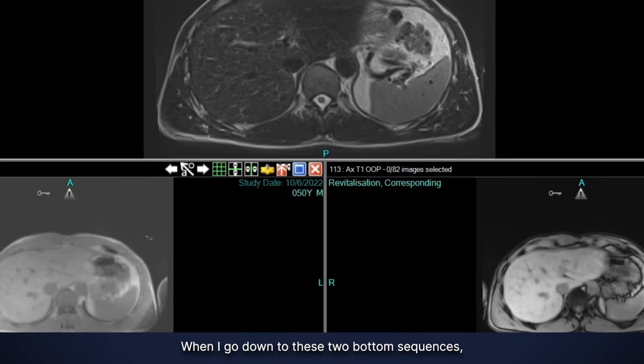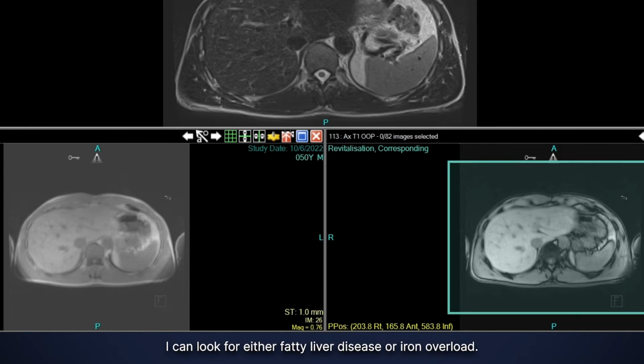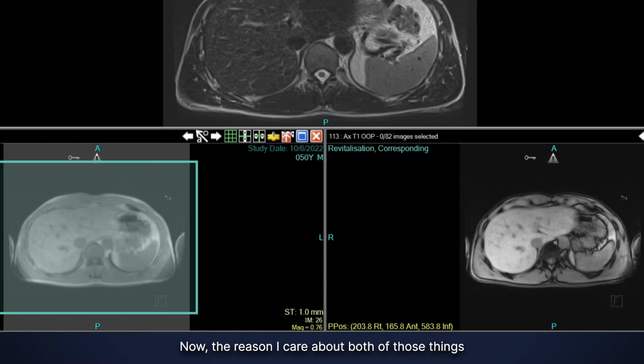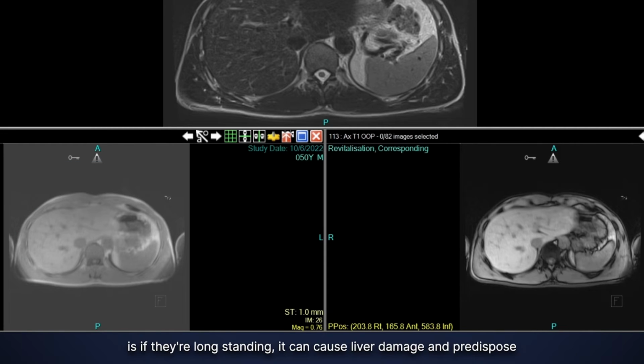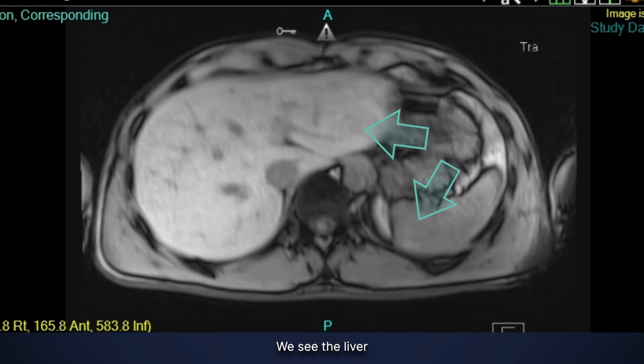When I go down to these two bottom sequences, I can look for either fatty liver disease or iron overload. Now, the reason I care about both of those things is if they're long-standing, it can cause liver damage and predispose to possible liver cancers. The way I look for those is, first I go over to this right image here, and I look at the signal of the liver, and I see if there's any kind of decreased signal relative to the spleen. And here we don't see that. We see the liver maintains its signal and it's brighter than the spleen. So there's no signs of fatty liver disease.